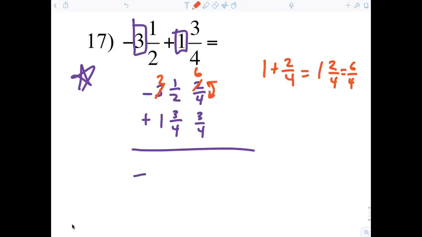Now when you subtract, what's 2 minus 1? 6 minus 3. So your answer, -1 and 3/4. That's a pretty tricky one. Pretty tricky now. Everybody happy? You understand that? All right. Here we go.